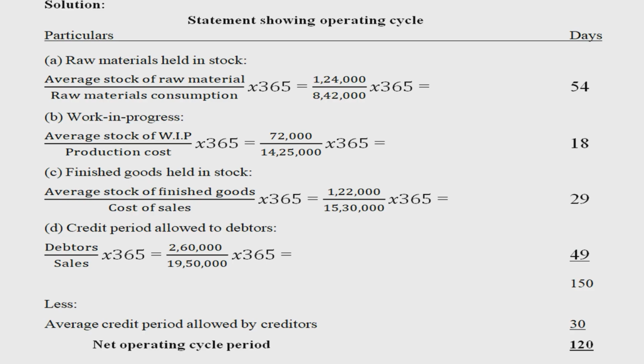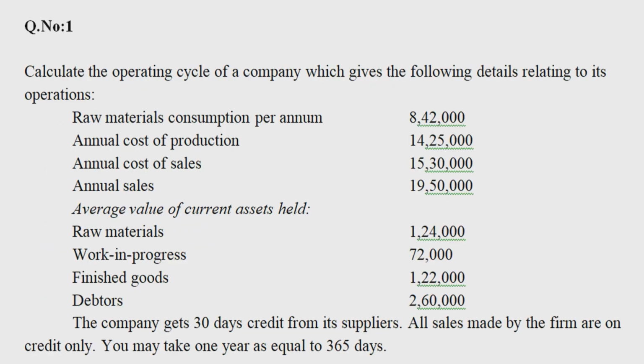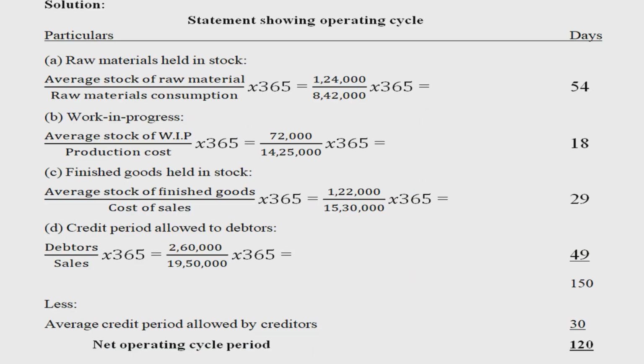Next, work in progress, with the formula average stock of work in progress divided by production cost. Average stock of work in progress given is 72,000 divided by the total annual production cost of 14,25,000. So, 72,000 divided by 14,25,000 into 365. We will get 18 days on an average.